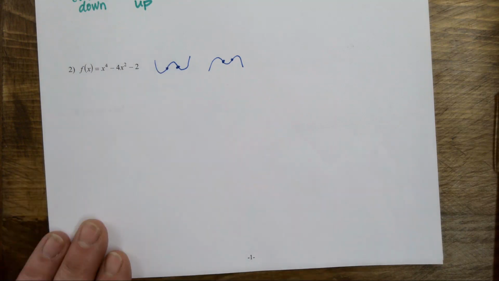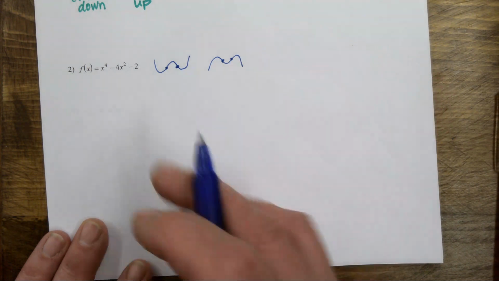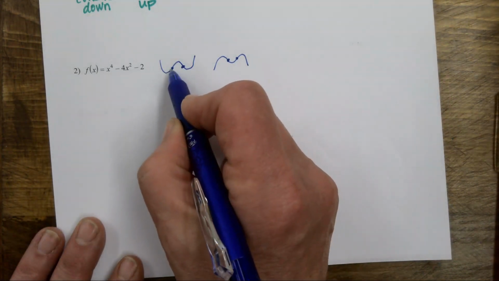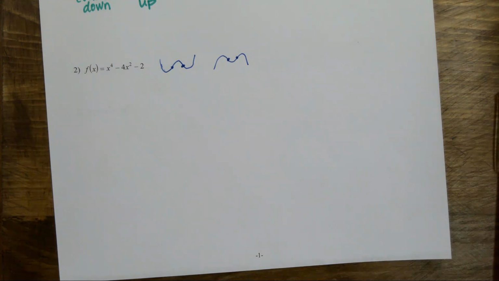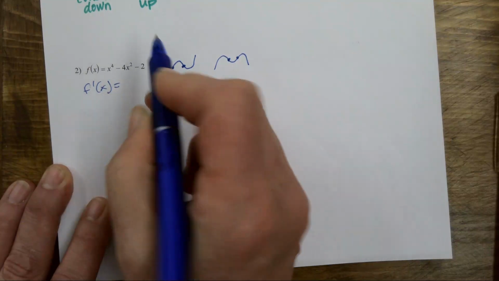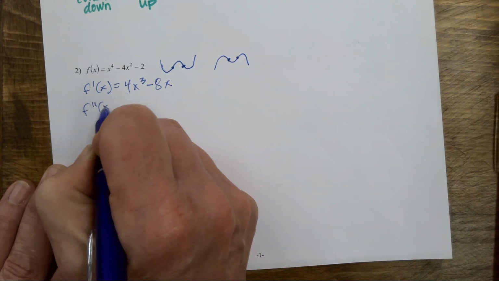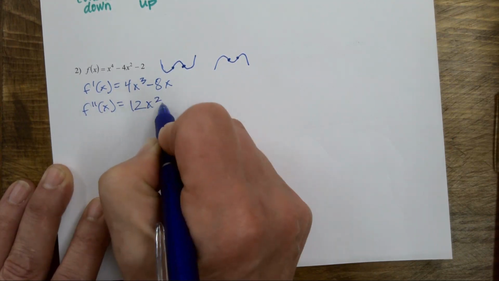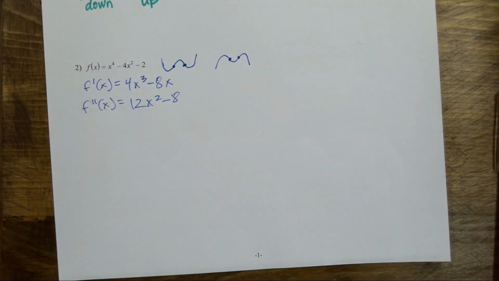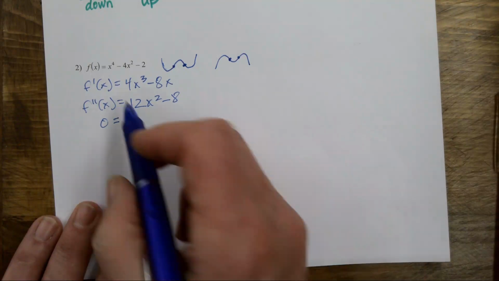If there are twists, I won't necessarily see that as much. But remember, my interpretation is not decreasing and increasing anymore, not finding high points and low points, but finding where that curve is changing its direction. So f prime is 4x cubed minus 8x, f double prime is 12x squared minus 8, set it equal to 0. I'm going to pull out a 4.